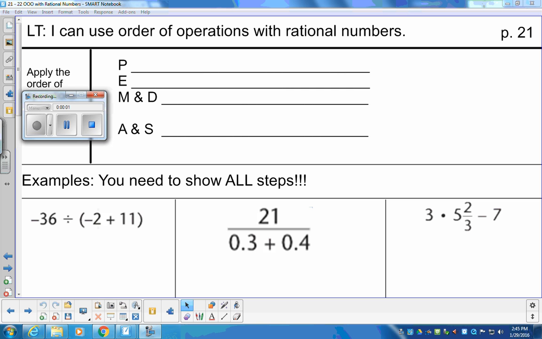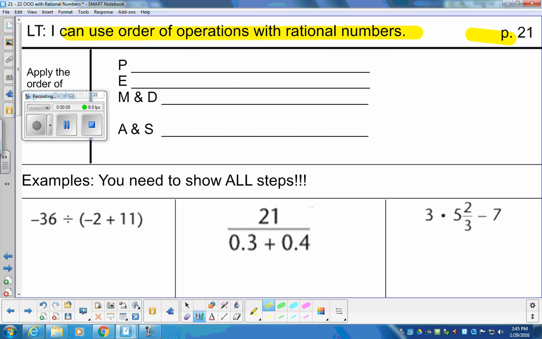Hey, seventh grade. So our learning target for today is I can use order of operations with rational numbers. You should be on page 21. Everybody should be on page 21. Okay, so for our work today, we're going to talk about order of operations.